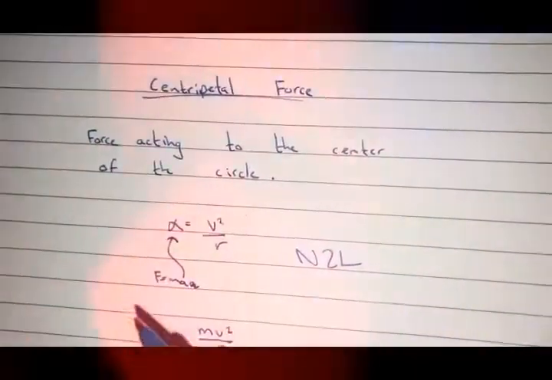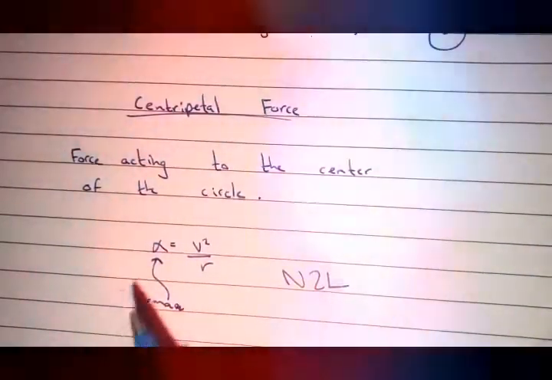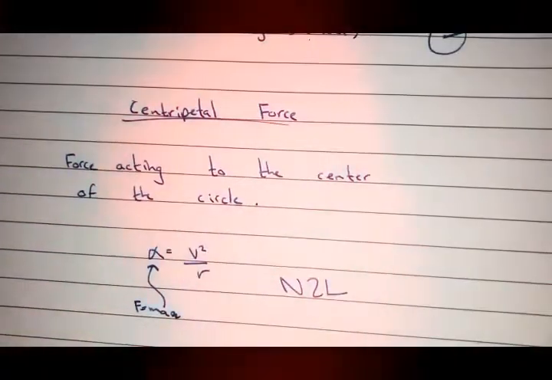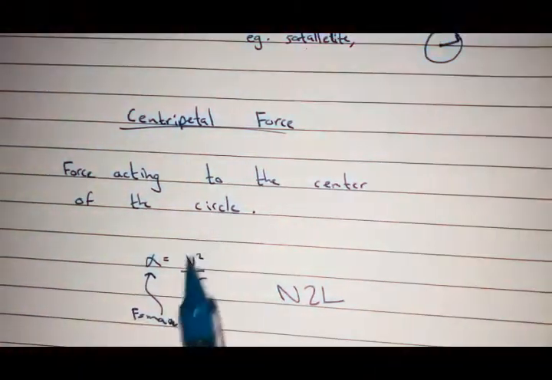Right now we're going to talk about the centripetal force. So we know that there is a force acting 90 degrees to the pivot point. What is this force called? This is the centripetal force. This is the force acting towards the center of the circle.